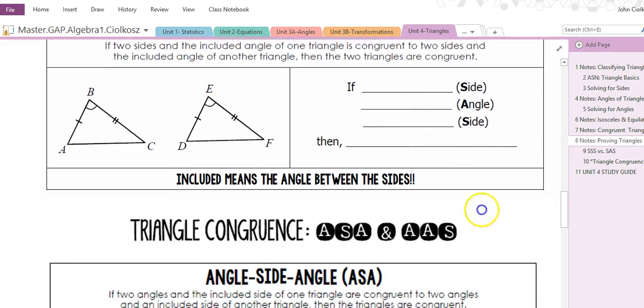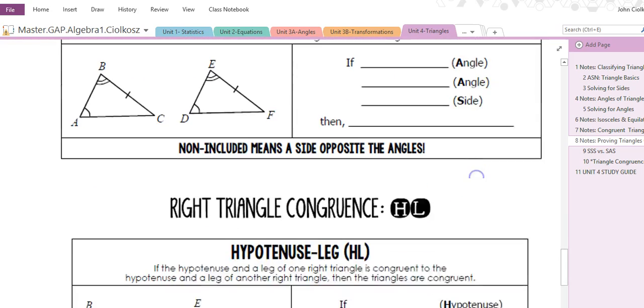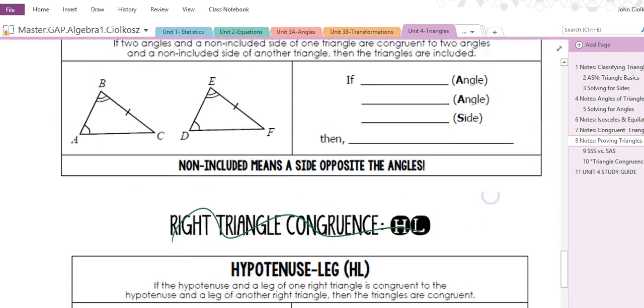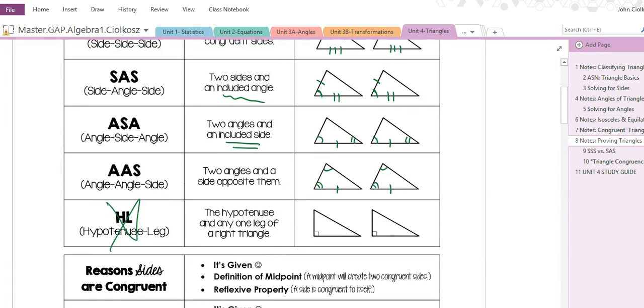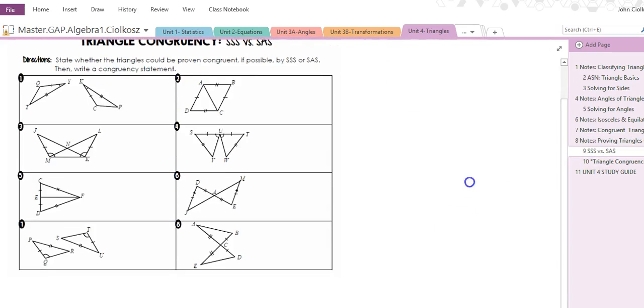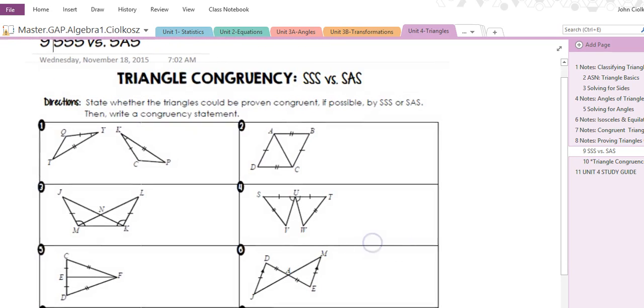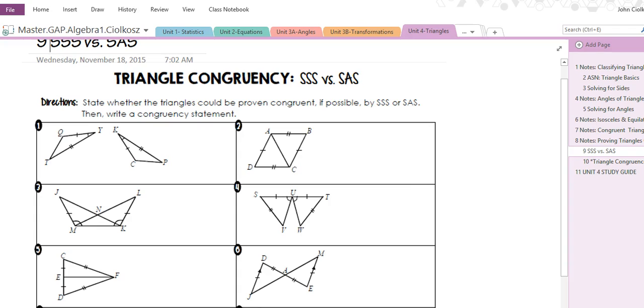Here are some more examples following that same type of logic for each of these. Again, do not worry about right triangle congruence. Alright, let's get into some examples here. We're going to look at comparing side, side, side versus side, angle, side.